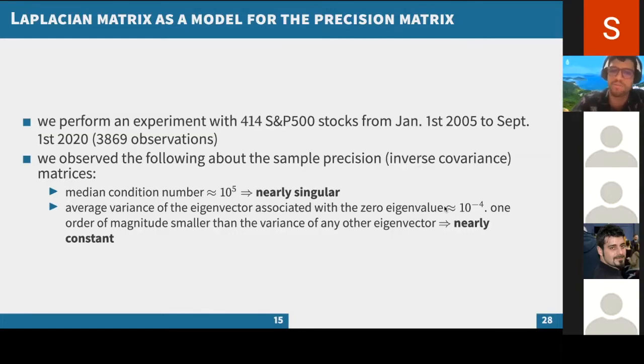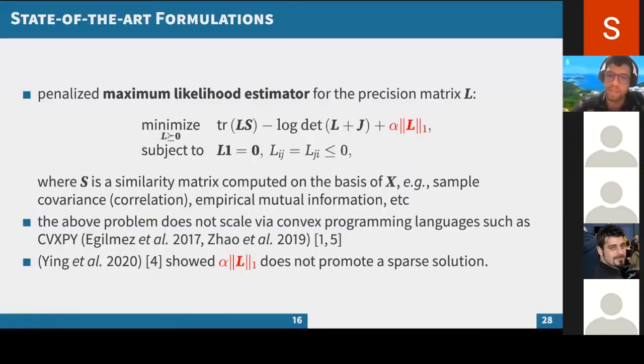the Laplacian matrix can actually be a good model for the precision matrix of financial instruments. So now let's move on to some optimization formulations that have been used, for example, by state-of-the-art algorithms, and we will also discuss a little bit of what I've done in that paper.